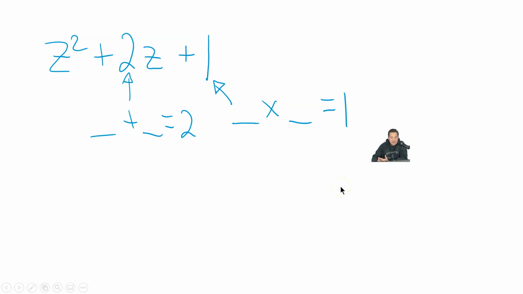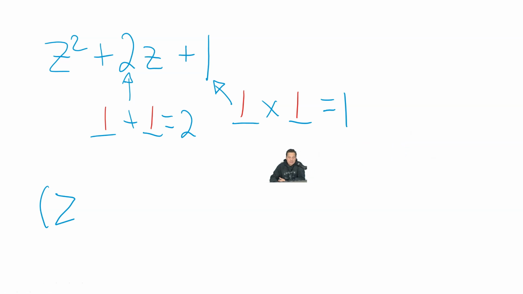So here, if you play around with these, you will see pretty quickly that the only numbers that make this work are 1 and 1, because as you can see, 1 plus 1 is 2, and 1 times 1 is 1. So in other words, the factorization in this particular case would look like the following. I would have z, and then z, and then in those blank spaces, you stick in the red ones. So z plus 1 times z plus 1. Again, based on a simple condition.